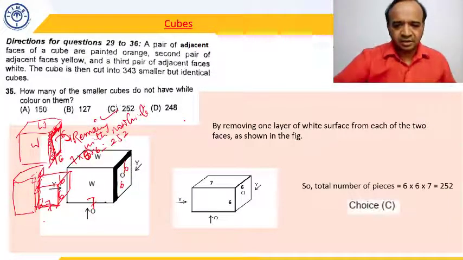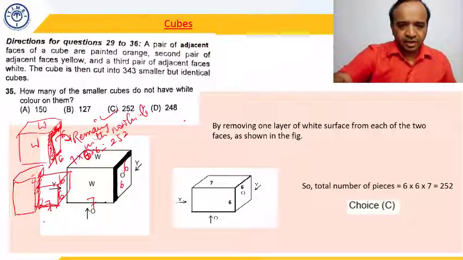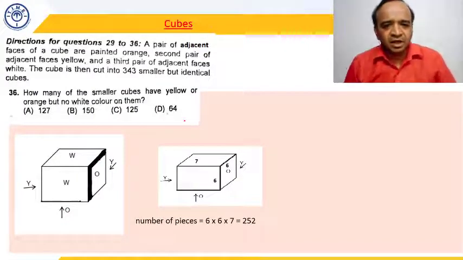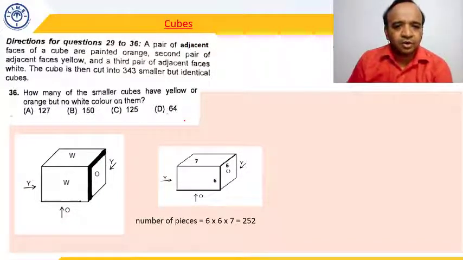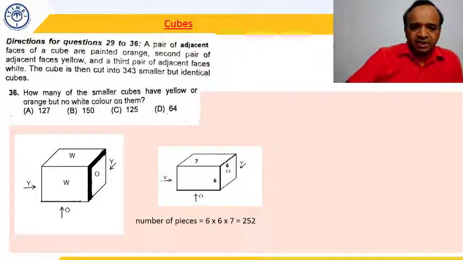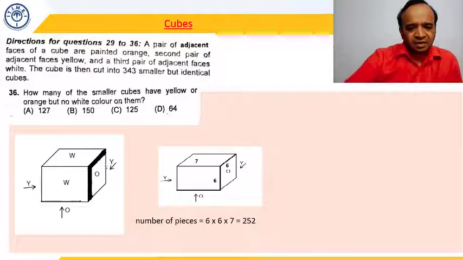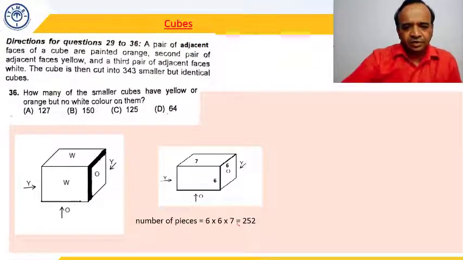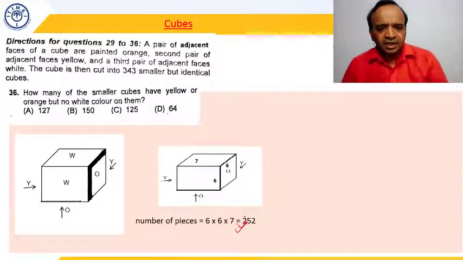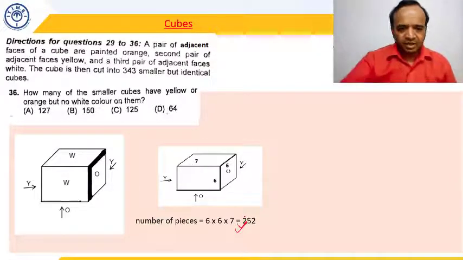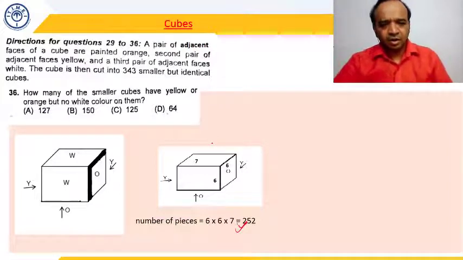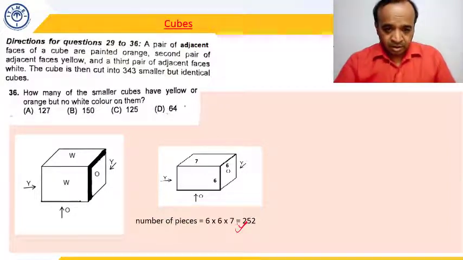I hope this is clear. Now move on to the next question. Question number 36. How many of the smaller cubes have yellow or orange but no white color on them? No white color on them, we just have discussed in the previous question. So we have seen here 252, and it says that only yellow or orange. No white, white is already removed. Only yellow or orange.